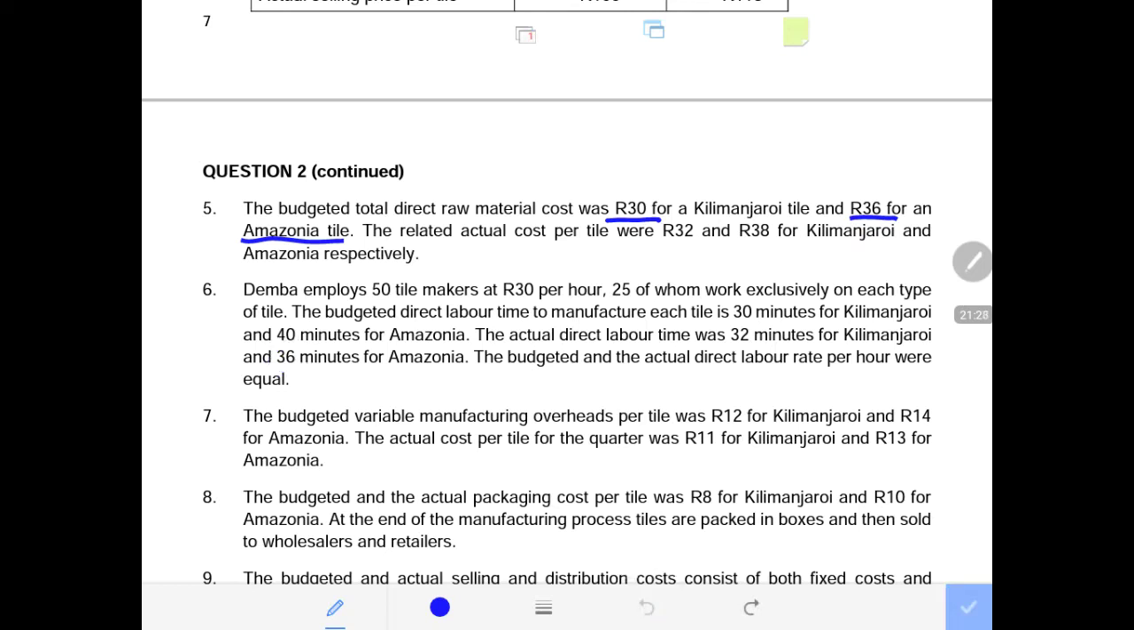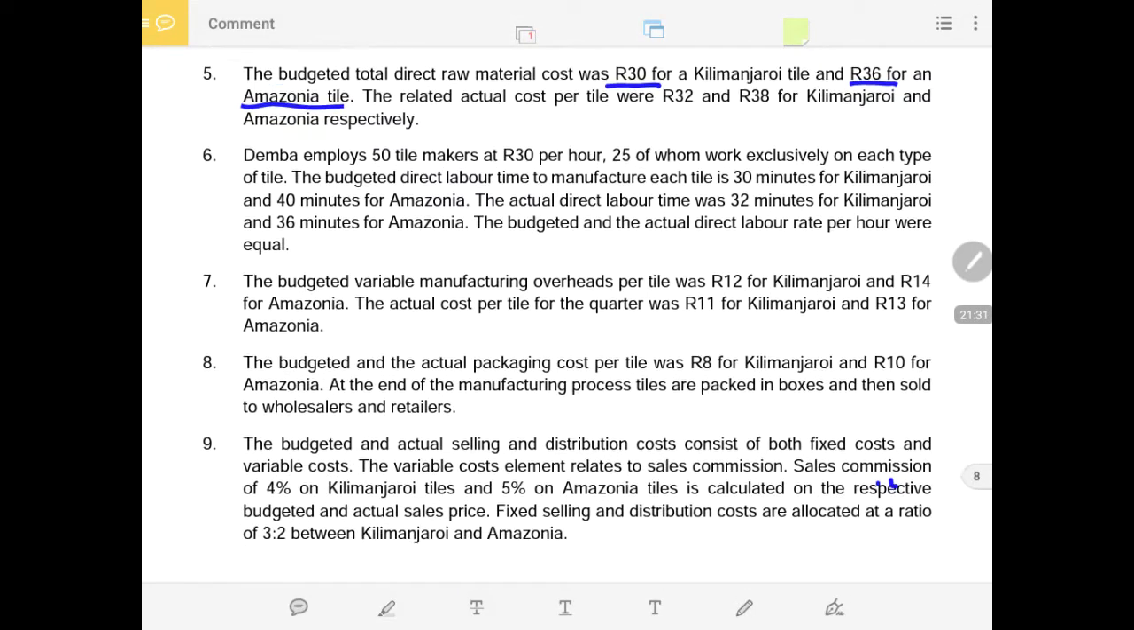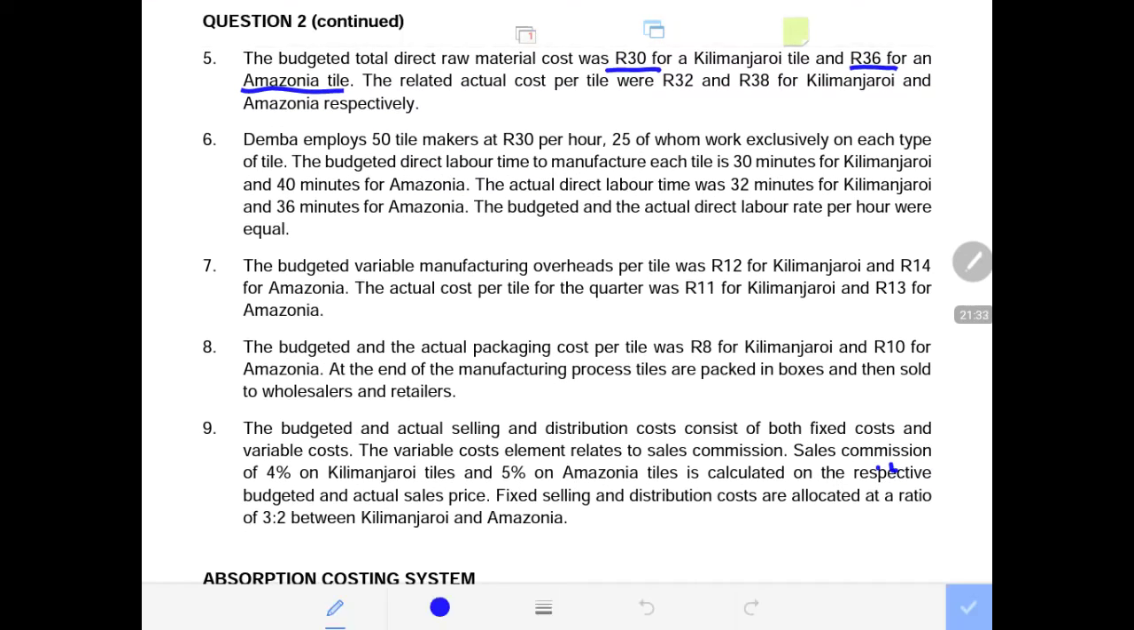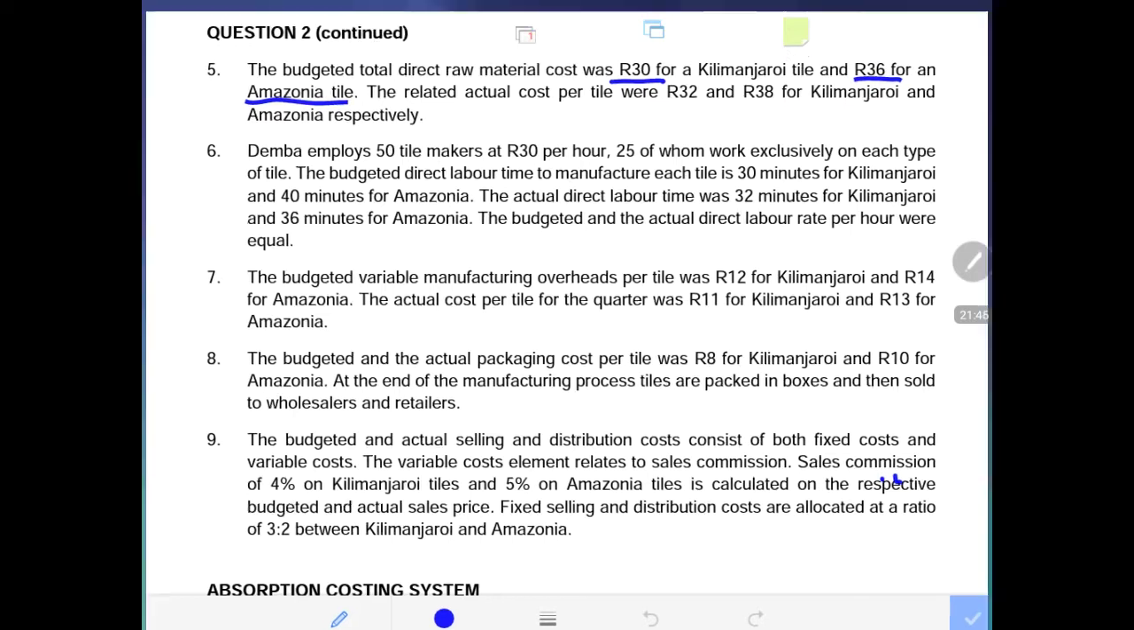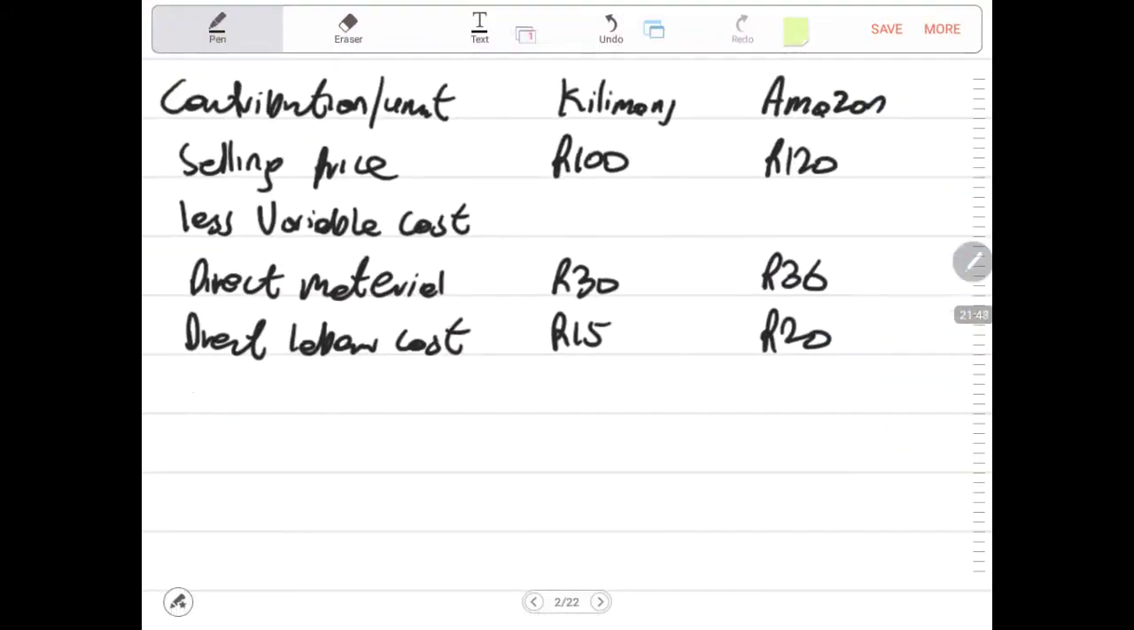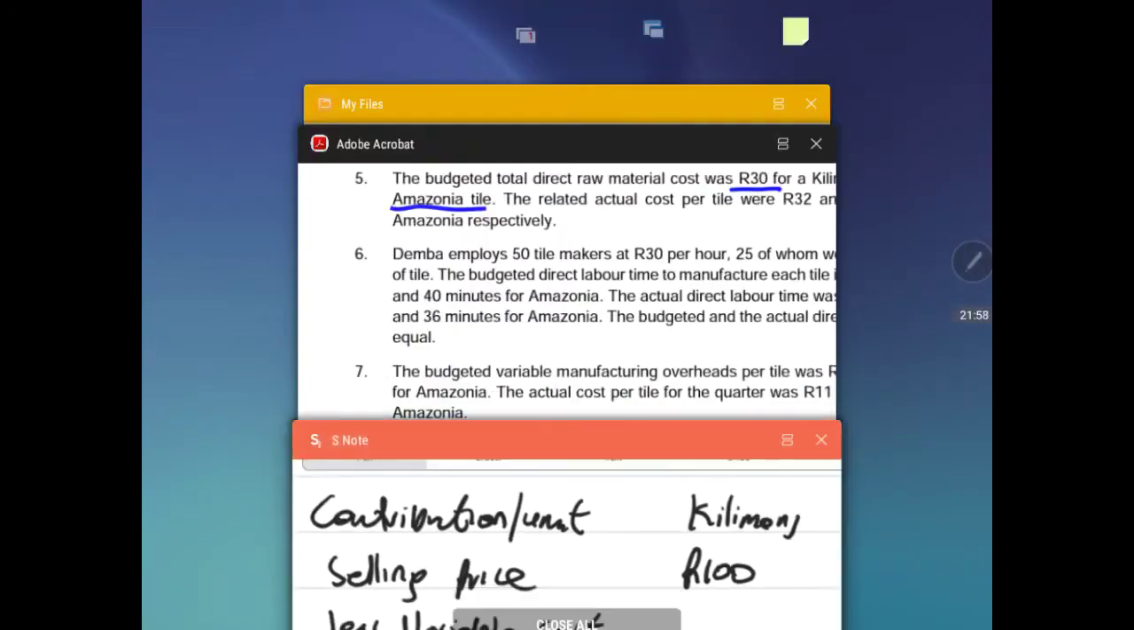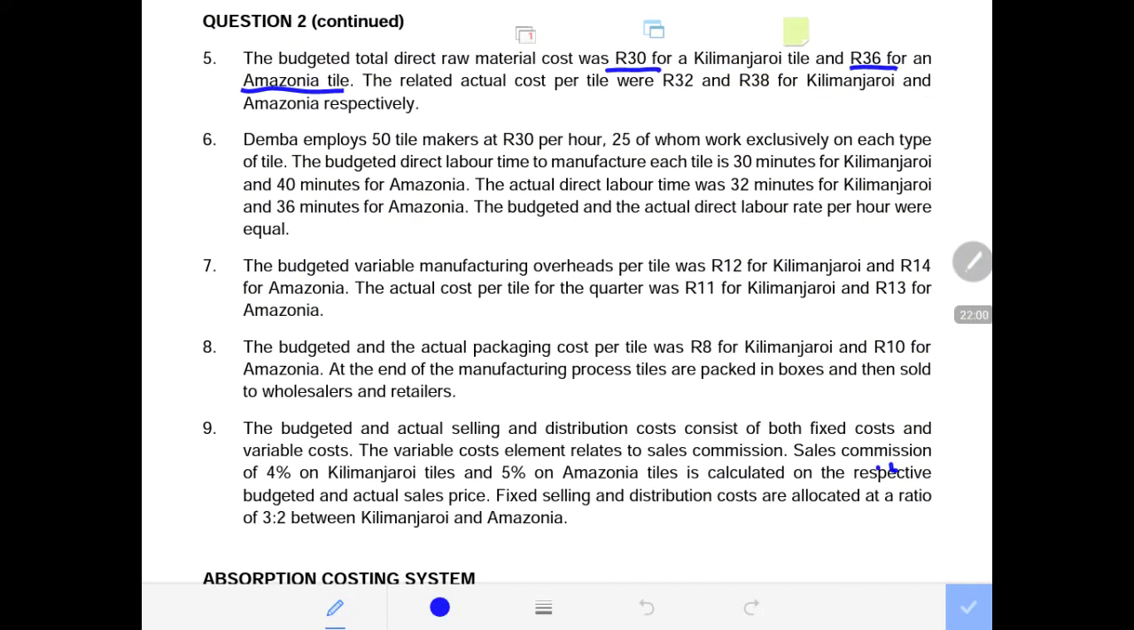Now we go to number 7, information, where it says the budgeted variable manufacturing overheads per tile was 12 rand for Kilimanjaro and 14 rand for Amazonia. So there is 12 rand and 14 rand, which is variable manufacturing overheads. So we do have the 12 rand and 14 rand. Then we go to the next one.